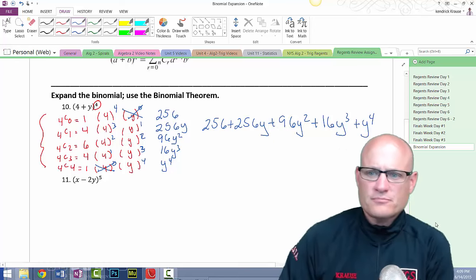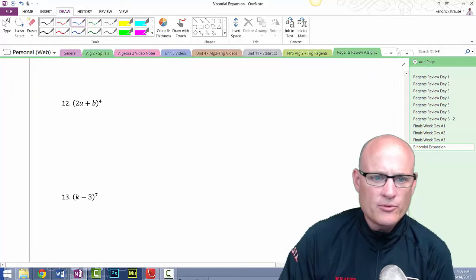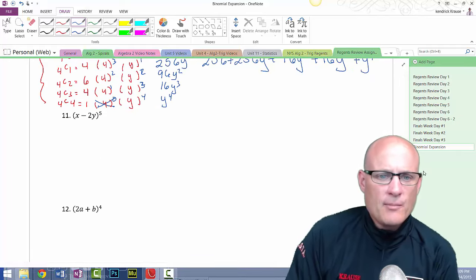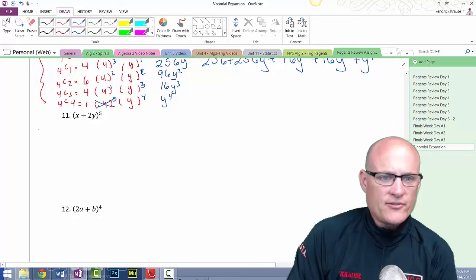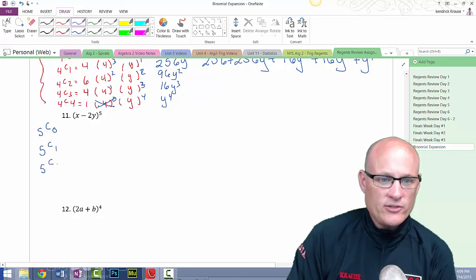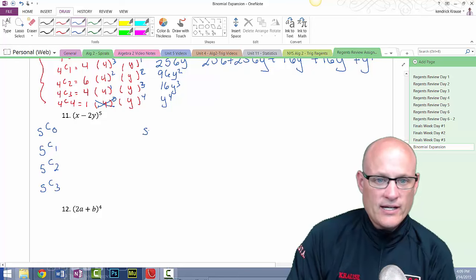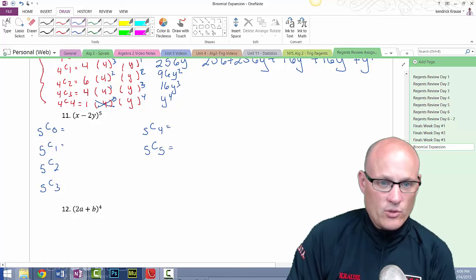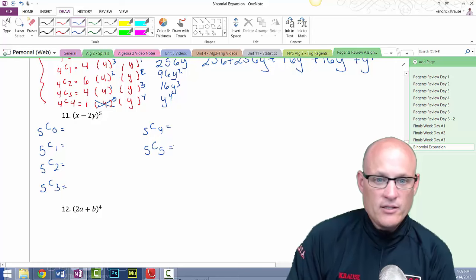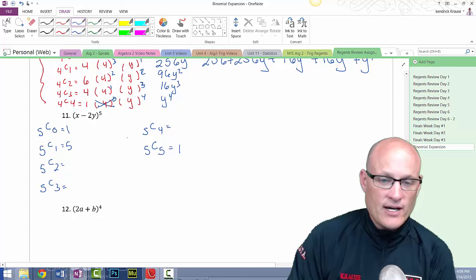All right, I'm going to show you 2 more examples or 3 more examples. I'll try to spread it out a little bit. So in this case, it's 5. So 5C0, 5C1, 5C2, 5C3. I'm running out of room. 5C4 and 5C5. Well, the cool thing is I always know it ends with 1 and 5. So 1 and 1, whatever the exponent is, it goes 5 and 5.